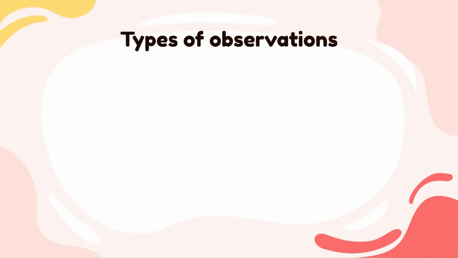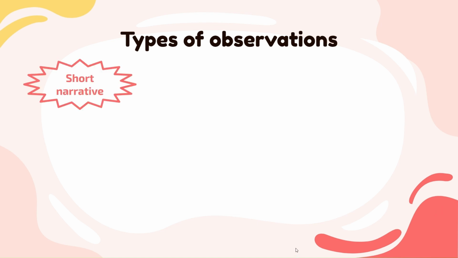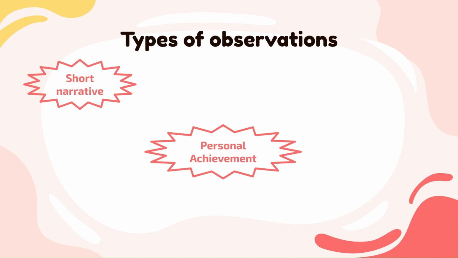Types of observations. There are a variety of different types of observations that can be taken and are used for a variety of purposes. The most commonly used observation is a short narrative. This is a short description and normally captures a moment of significant learning. It should include the context. This is used to evidence achievement, attainment, or progress in a child's learning. Personal achievement. This can be similar to the short narrative. It captures a moment of learning or development, often something a child has been practicing or been developing to master.